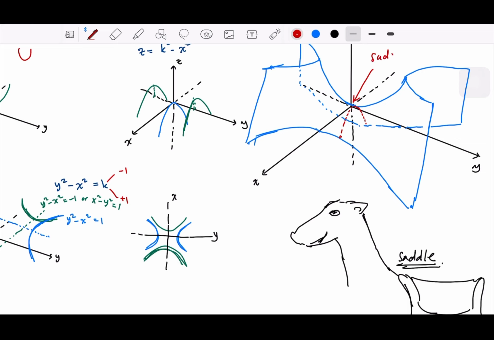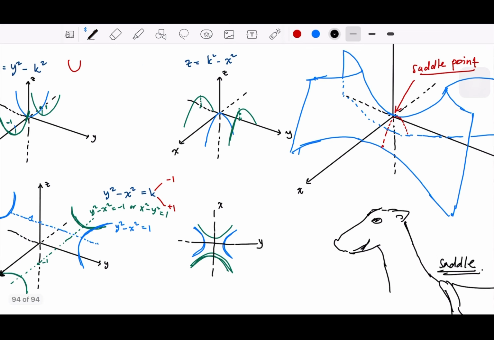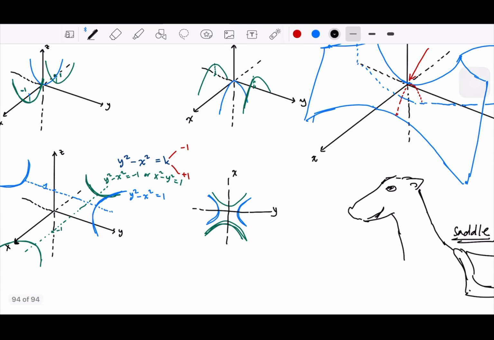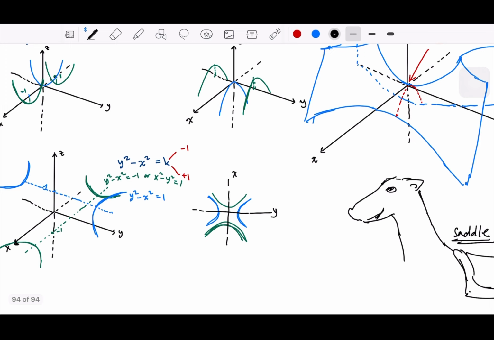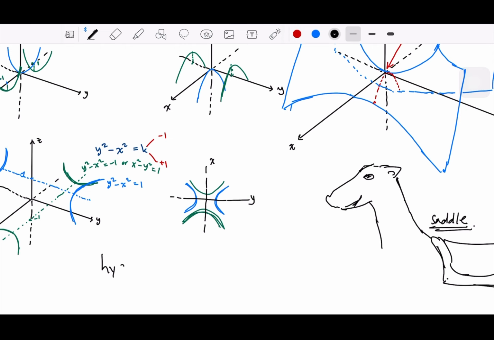And the point here at the origin in our saddle is called the saddle point, and we will learn more about the saddle point later on in chapter 14, and we will observe how we can achieve this saddle point with partial derivatives. We can also call this shape the hyperbolic paraboloid.